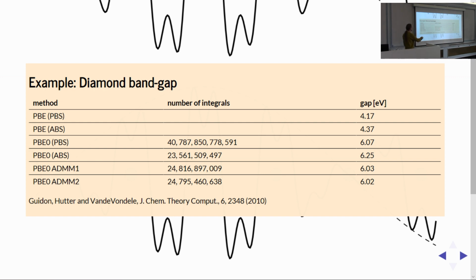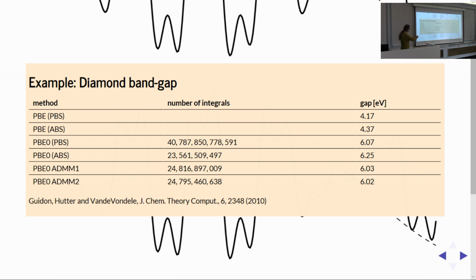Yeah, okay, 23.5 billion. If I look at the band gap I get with the full calculation, it's 6.1 electron volts. If I do it with the auxiliary basis set, it's up to 6.3 electron volts. So it's not disgraceful, but it's not a very good approximation to the full calculation.